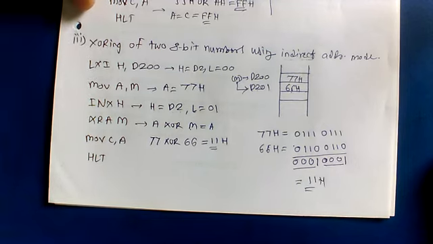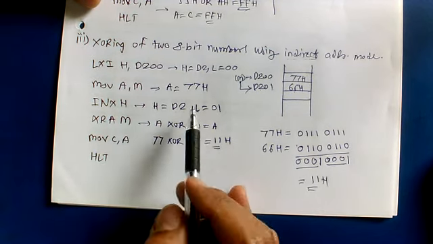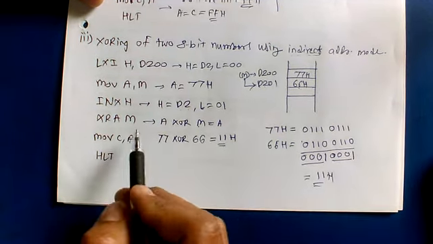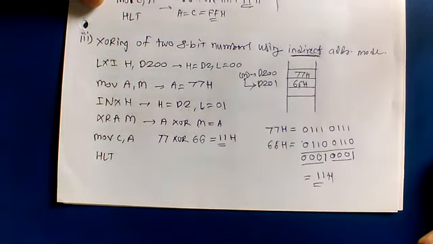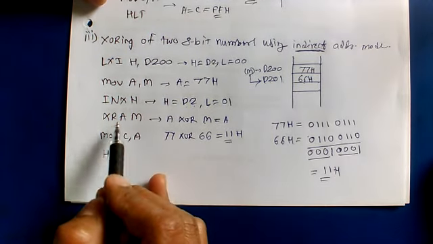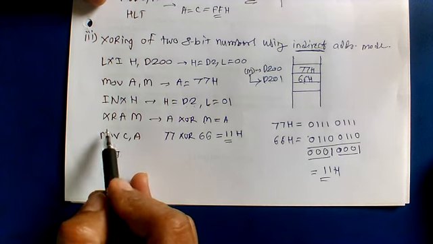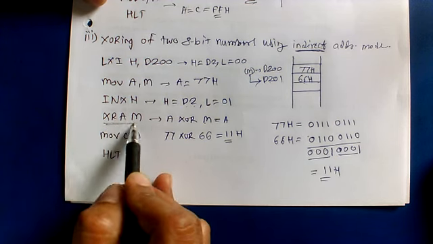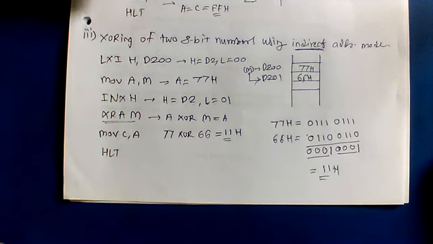So this is XORing of two 8-bit numbers by using indirect addressing mode. Why indirect? Because we have used the XORing instruction with indirect addressing mode, that's why.